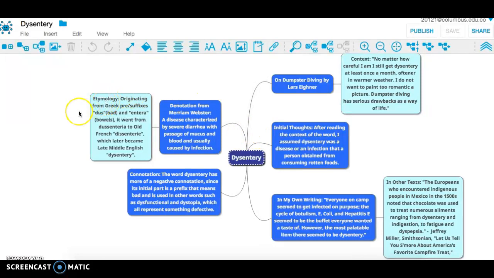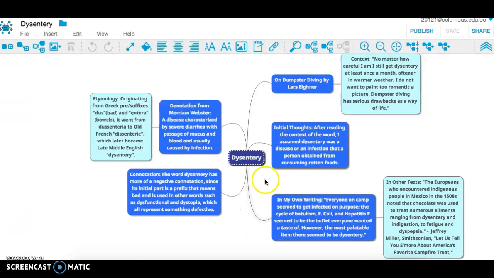The etymology is it originates from Greek prefix dus and suffix entera, and it went from dysenteria to Old French dysentery, and then it became Late Middle English dysentery. So the connotation of the word is a negative one because its initial part is a prefix that means bad, and it's used in other words such as dysfunctional and dystopia, which all represent something defective or negative.